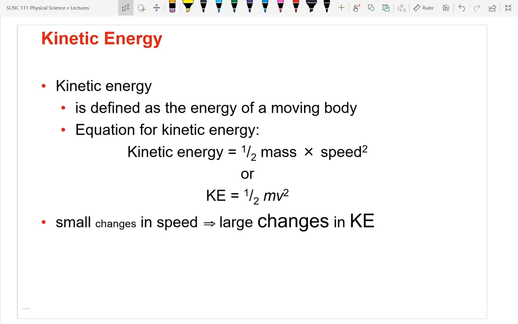So if you double the speed, what's going to happen to the kinetic energy? It's going to go up by 2 squared, which is 4. So doubling the speed quadruples the kinetic energy, whereas it only doubles the momentum.